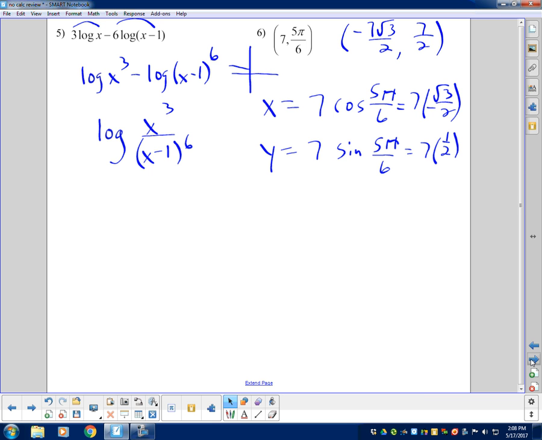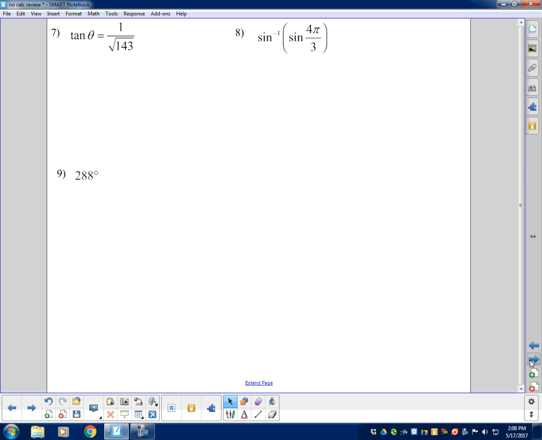All right, next one's here. Number 7, we have tangent theta equals 1 over square root of 143. Let's draw a picture here.